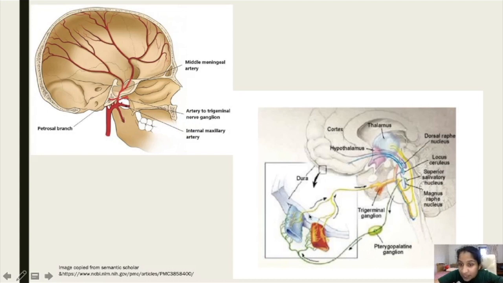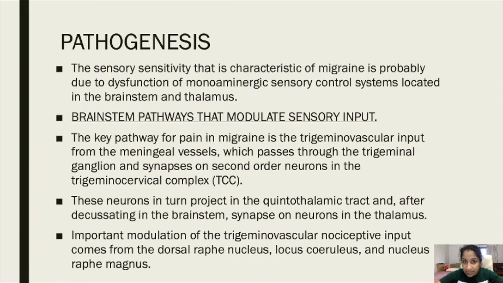So here you can see from the meningeal vessels, it goes through the trigeminal ganglion, and from there you can see the dorsal raphe nucleus, locus coeruleus, and all these raphe nuclei are here, and it will go to the thalamus. So from the blood vessels to the trigeminal ganglion, that is the second order neurons of the trigeminal ganglion, it synapses there, and then it goes to these nuclei in the brainstem, and from there to the thalamus. So that is what we discussed here.